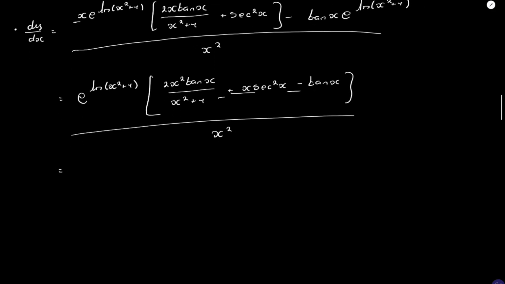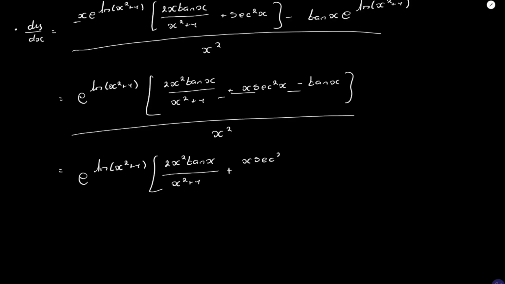This leaves us with e to the ln of x squared plus 1 in braces, 2x squared tan x on x squared plus 1, minus x sec. Sorry, this is plus. I'm the one that made a mistake. This was supposed to be an underline or something. I went and put it and it confused me. Sorry about that. x squared plus 1 divided by x squared plus 1.